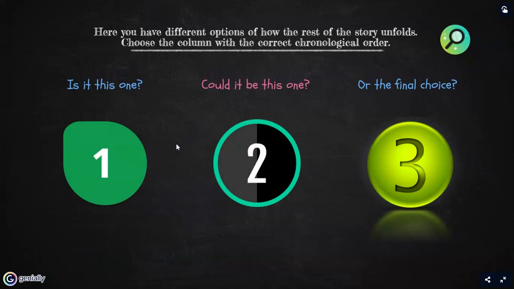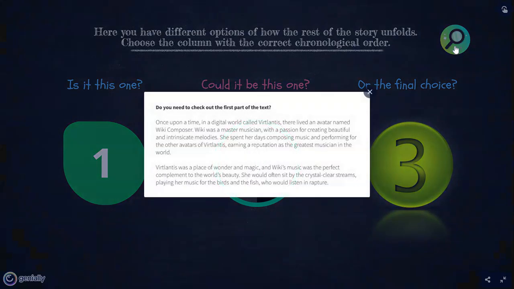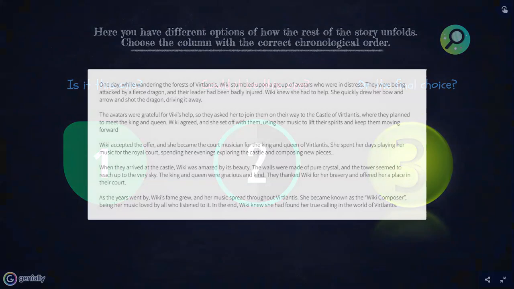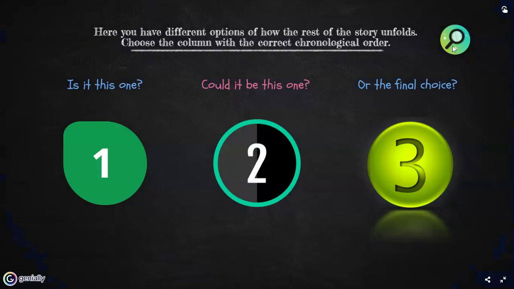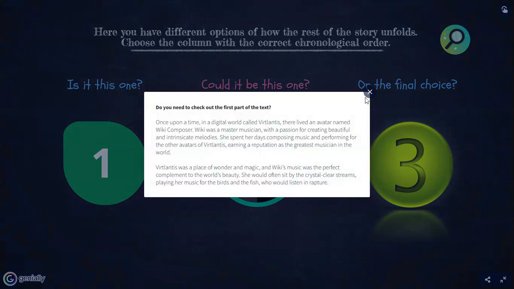We continue with the reading activity. So here you have different options of how the rest of the story unfolds. Choose the column with the correct chronological order. If they need to check the first part of the text again, here you have the same two paragraphs from the previous slide. Now what they need to do is to read these different options and see if the paragraphs are ordered correctly based on these two first.